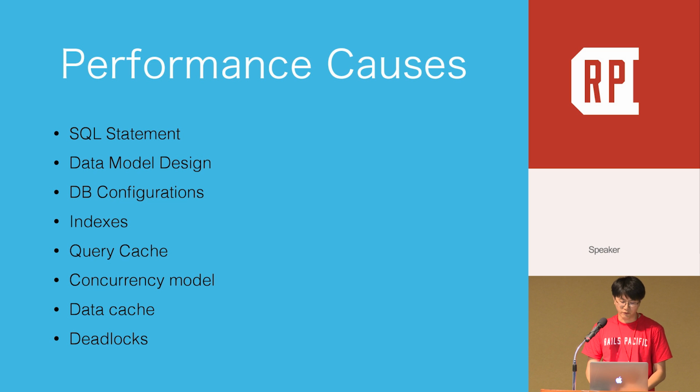As we can see, database performance is most critical for application performance, as it is the main culprit for performance bottlenecks. There are many causes of poor performance in a database, such as inefficient SQL statements, a wrong or improper data model design, ineffective database configurations, missing or inefficient indexes, a small or inefficient data cache or query cache, a wrong concurrency model, and possible deadlocks. So let's learn those concepts to better avoid those problems.